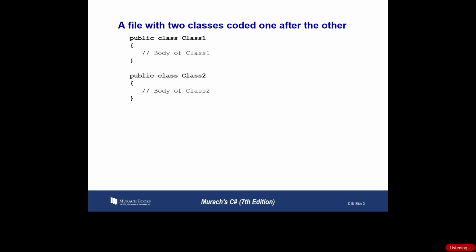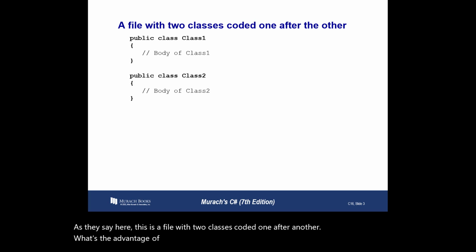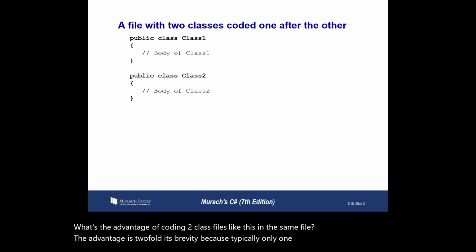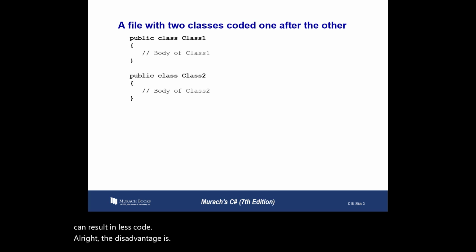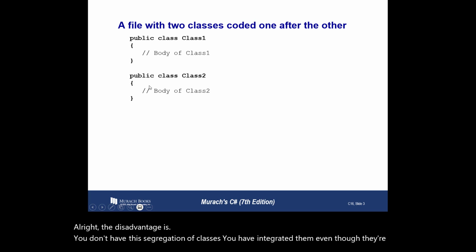As they say here, this is a file with two classes coded one after another. Now, what's the advantage of coding two class files like this in the same file? The advantage is twofold. It's brevity, because typically you're only one file as opposed to two, and it can result in less code. All right. The disadvantage is you don't have this segregation of classes. You have integrated them. Even though they're separate, they're now in the same file.